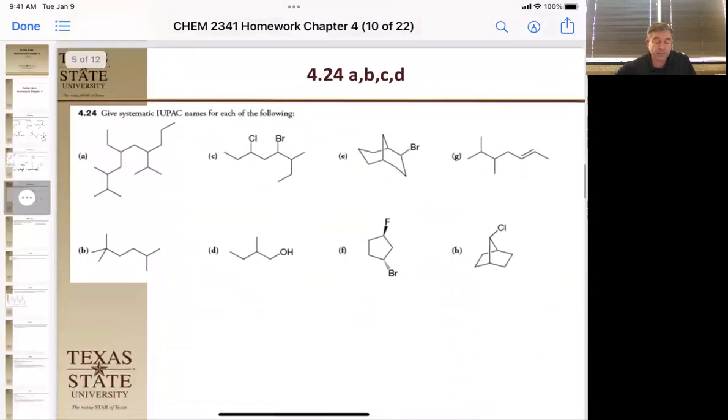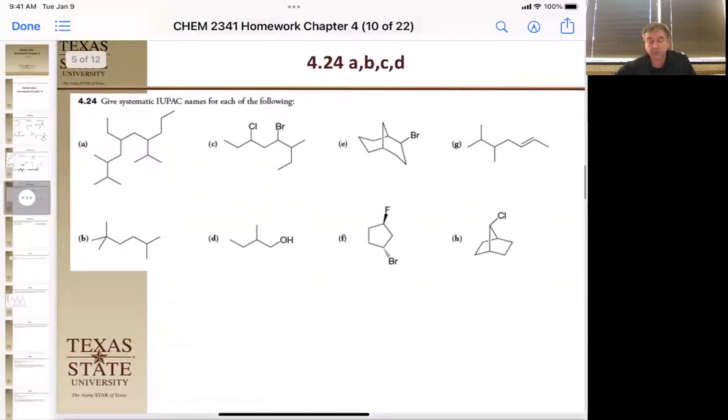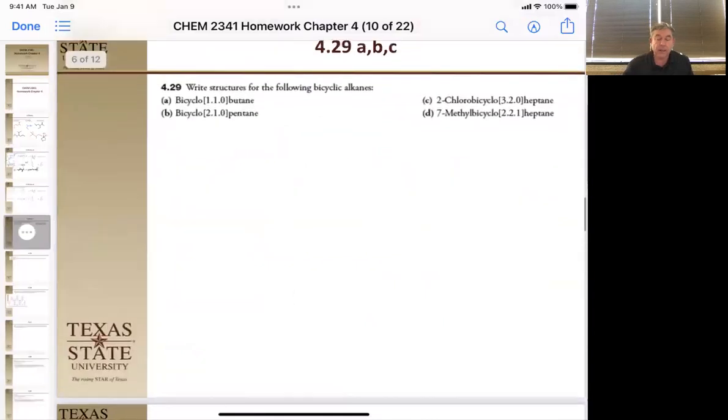All right, give the IUPAC name for the following one. Oh, I had multiple pages for that. All right. So write the structures for the following bicycloalkanes. Here's the trick. Draw 2 dots on there first. Those are your bridgeheads. And then you look at the number of carbons between each bridgehead and each bridge, and that tells you where to draw all your other lines.